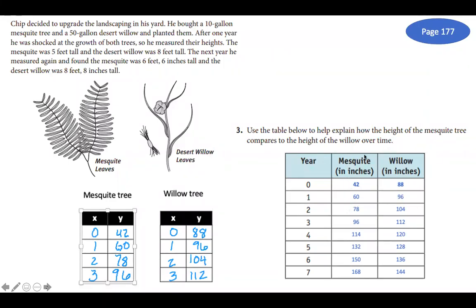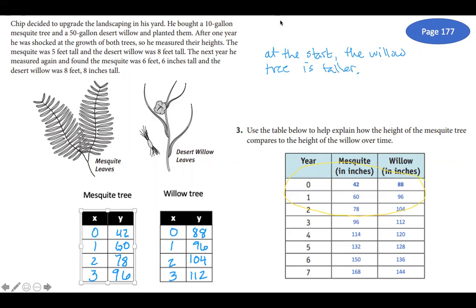So here are all the numbers, but they ask us to explain how the heights compare over time. So let's look early. We're going to look at early in the life of these two trees. Early in the life of the trees, we can see that, let's use blue, that the willow tree is taller. So we can say at the start, the willow tree is taller, right? That's something we can tell.